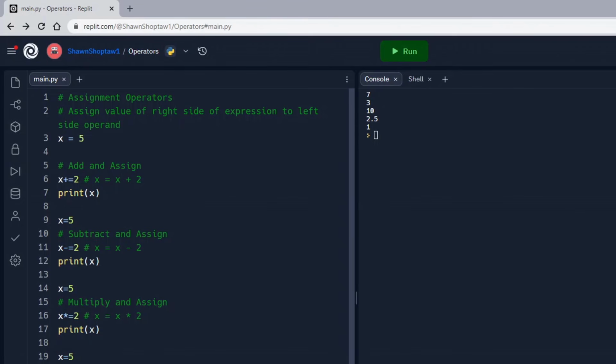And I'm going to stop there just because this video is going to get too long if I keep going over all of these. But you can explore and try out all of your mathematical functions with this add and assign and see how it performs.